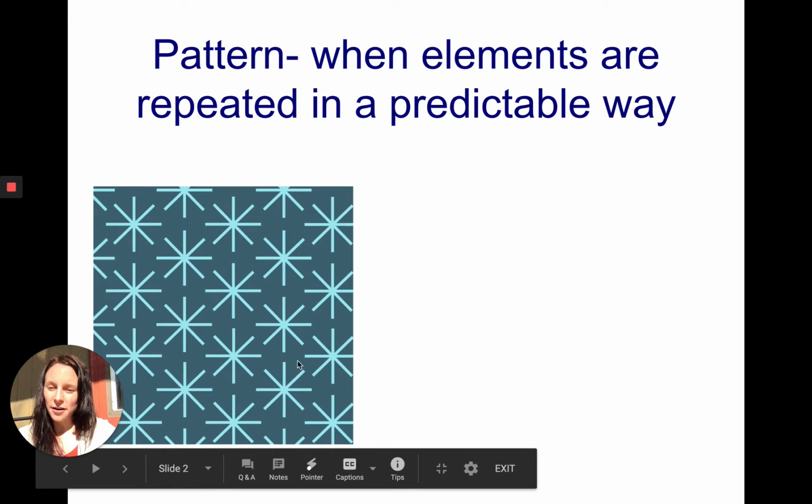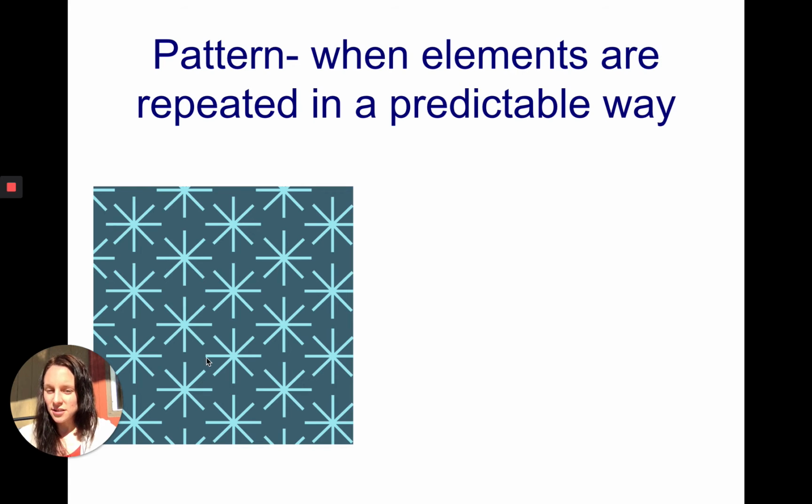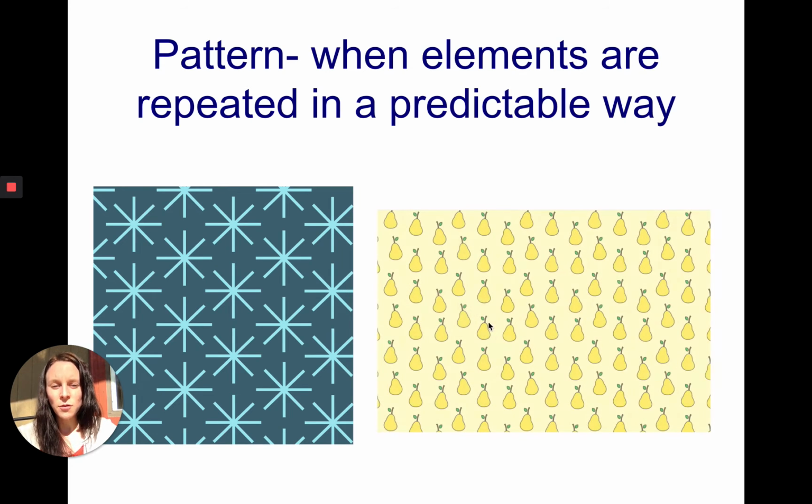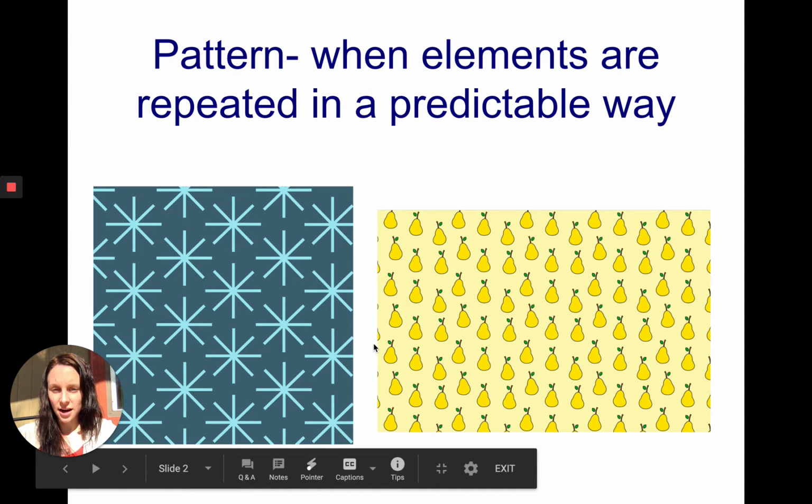So if we look at the pattern on your left, this artist repeated the same exact shapes, the same exact colors. If I were to extend this up or sideways or in any direction, you could predict exactly what would come next, right? You would be able to tell. Same thing with this lemon print. The artist repeated the exact same shapes and colors, and if you were to extend this in any way, you would know exactly what comes next.